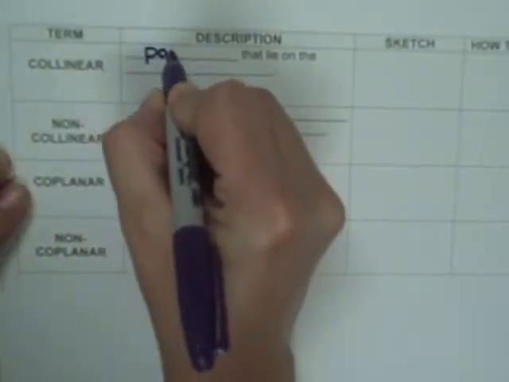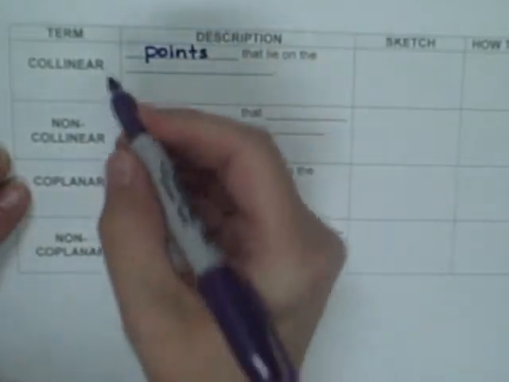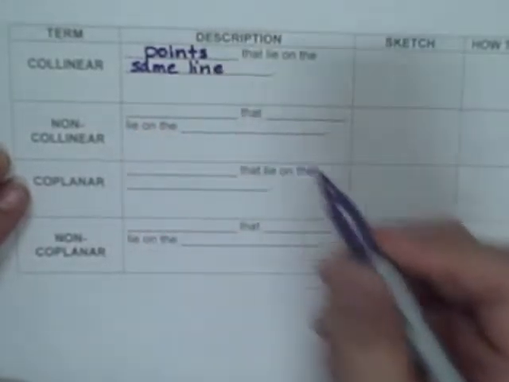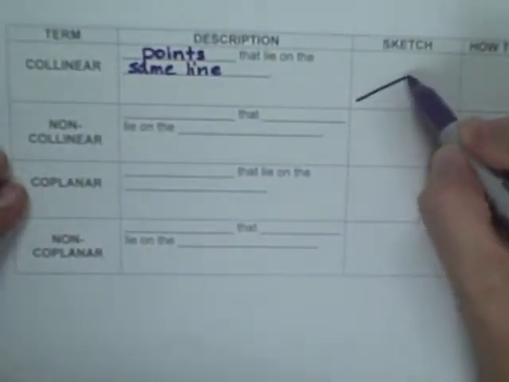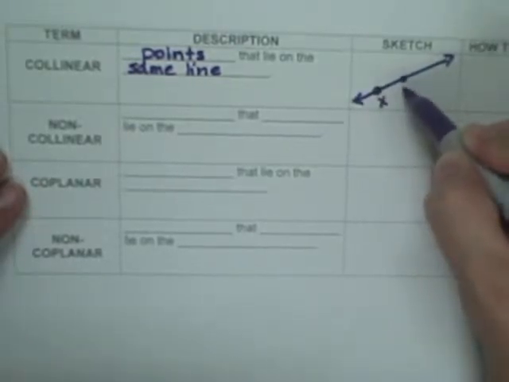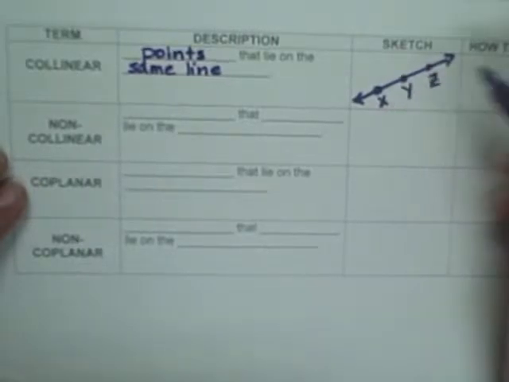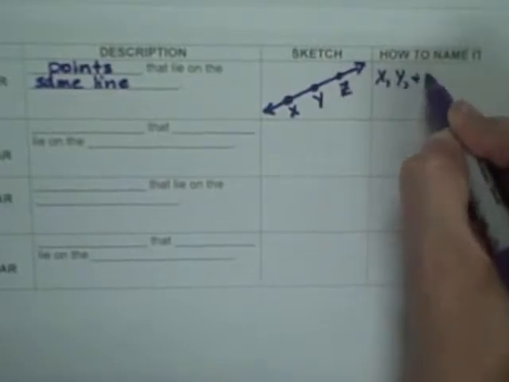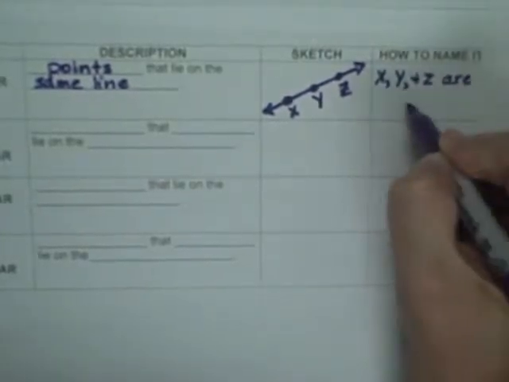Next, let's look at collinear. Collinear are points that lie on the same line. So if I have a line here and I have points that are on this line, we would say that X, Y, and Z here are collinear, meaning they are all on the same line.